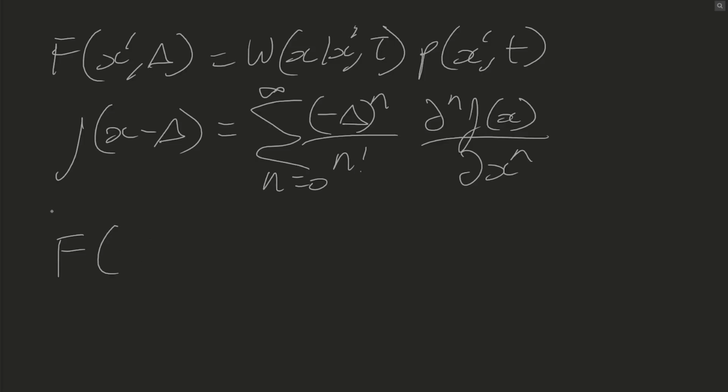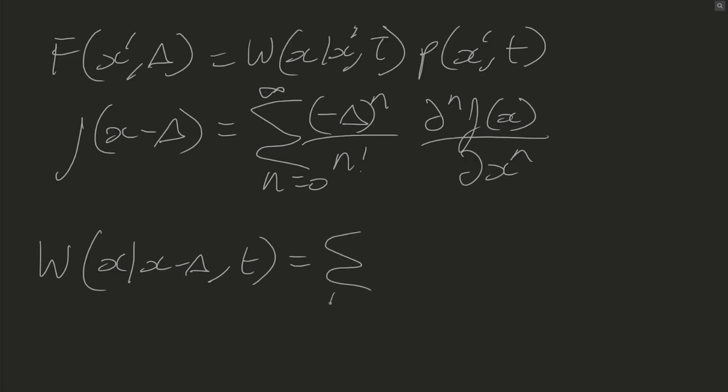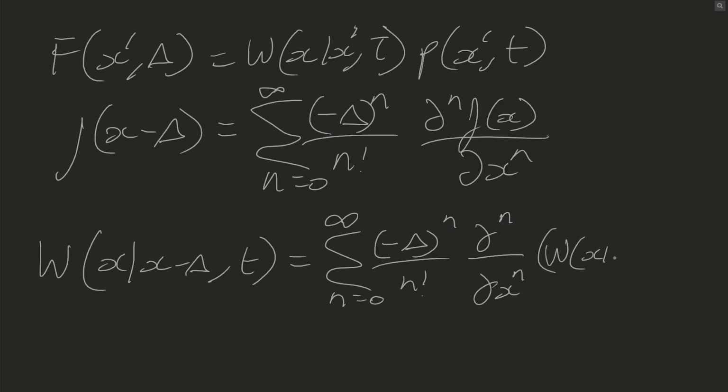So we can say that w of x bar x minus delta, t is equal to the sum from n equals 0 to infinity of basically that applied to that. So I'll just write that again: minus delta to the n over n factorial, and the nth partial derivative with respect to x of w of x bar x.